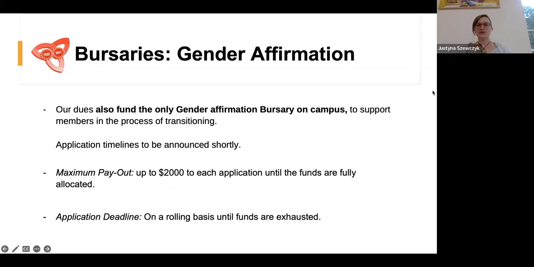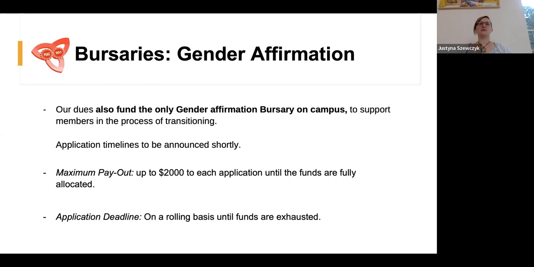Another bursary that we have, and also the only one that exists on campus that is financed by our members' dues, is the Gender Affirmation Bursary. This is a bursary that supports our members in the process of transitioning. The application timelines are going to be shortly announced. The payout is up to $2,000.